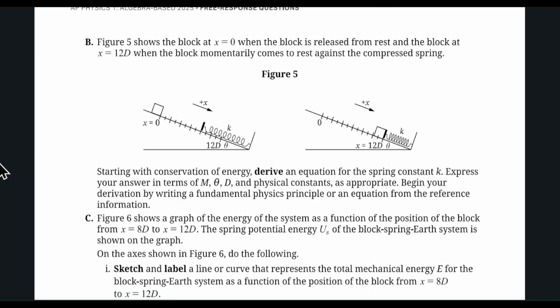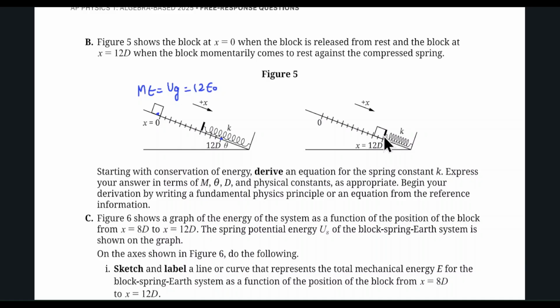We're using the scenario that it is released at x equal to 0 and it is again at rest at 12d where the spring is compressed maximum. We need to derive the equation for the spring constant k in all these terms. So we're going to conserve the mechanical energy, of course. At this point, the only mechanical energy that we have is the gravitational potential energy, which is 12 E naught. Can we agree on that? Because we just agreed that for every d, there's an E naught increase of the potential. So between x equal to 0 and x equal to 12d, there's definitely a 12d difference. There has to be 12 E naught.